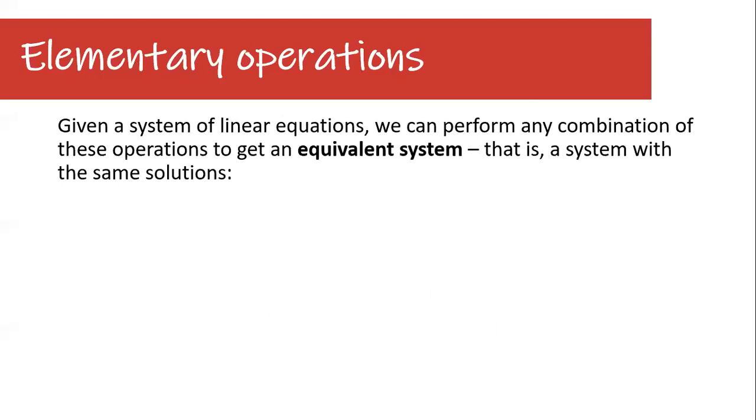So these methods are going to rely on something called elementary operations. Given that system of linear equations, we can perform any combination of these operations to get what is called an equivalent system. Basically, it's just a system with different numbers, but the solutions will remain identical. So in any system, we can swap two equations. Where the first one was, we can move down to the second and just swap places.